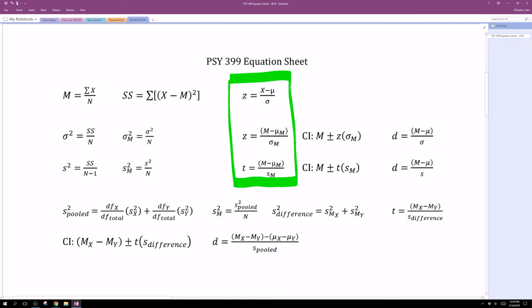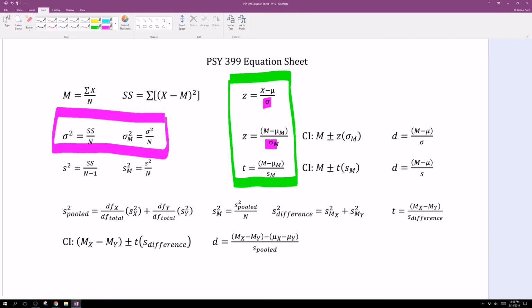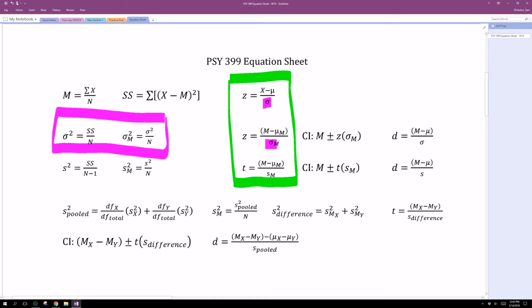Notice that for z, you have sigma in the denominator. Remember, sigma comes from over here, and that's when you're dealing with a population. So if you know sigma, you're going to use a z-score. In the t-score, you have s sub m in the denominator. So s over here, remember, is if you have a sample. So if you don't know the population parameter, you use the sample as an estimate, and that means you have to use a t-score. Okay.